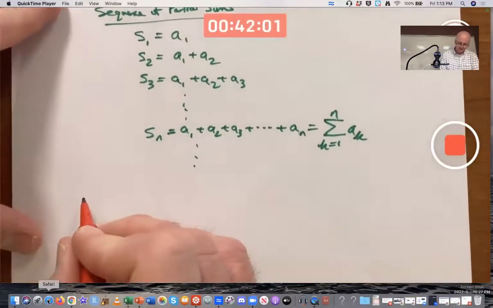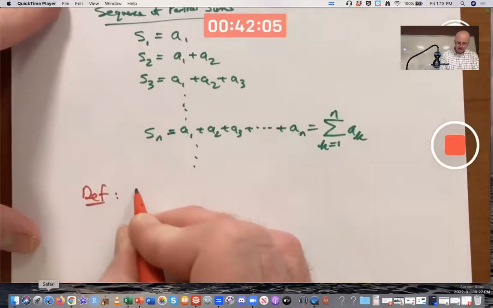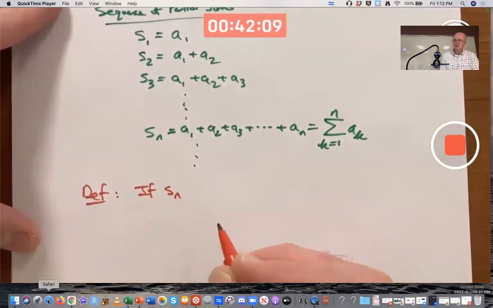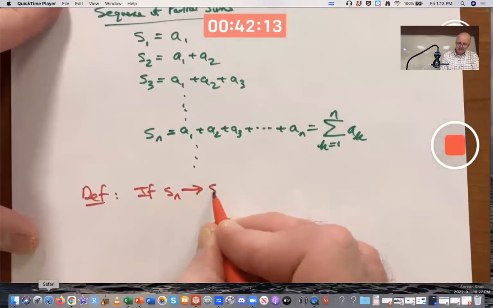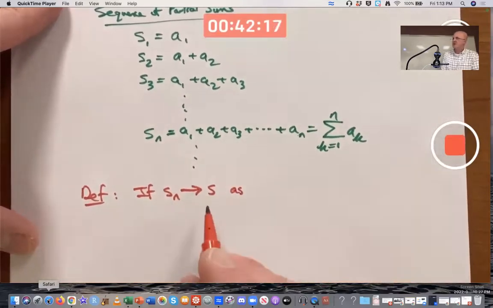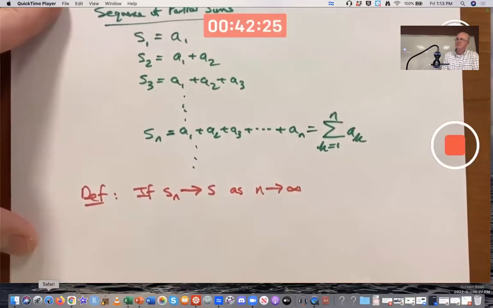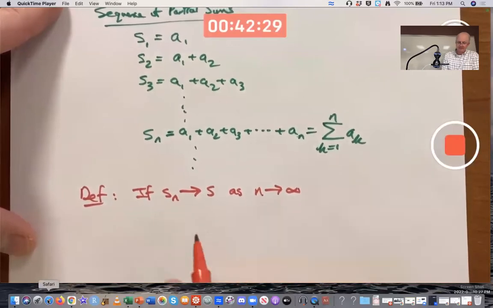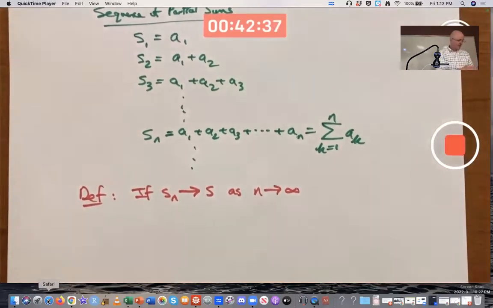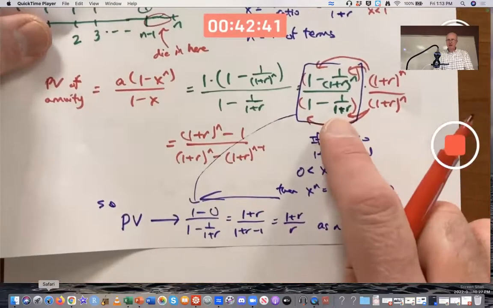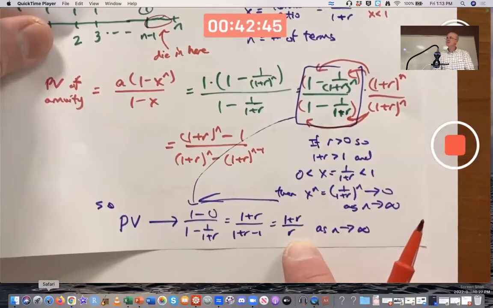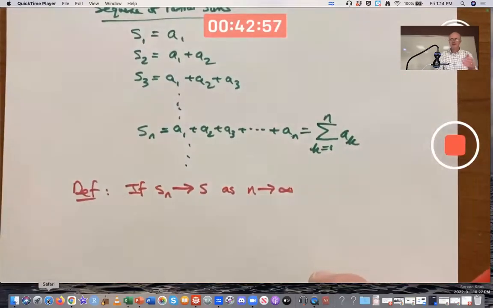Here's the key definition. If sn, the sequence of partial sums, has a limit, approaches some number s arbitrarily closely as n gets larger and larger without bound, so we're pretending there's some number s that these sn's approach, the limiting value of the sn's is s, just like the limiting values of these things, which I could call sn, is that they don't ever equal each other, but they approach each other arbitrarily closely as n gets larger and larger. Limits are the key to calculus.